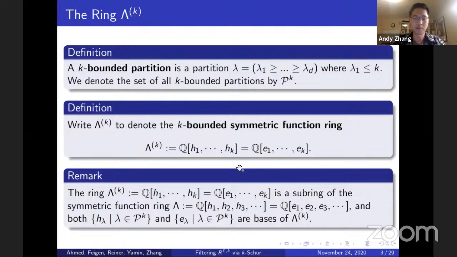As we know from symmetric function theory, these polynomials h1 through hk are algebraically independent. So we could describe its additive basis by using the set P_k. Concretely, it has basis of h_lambda, where lambda is taken from P_k. Alternatively, another basis is obtained by taking all e_lambda, where lambda is taken from P_k.